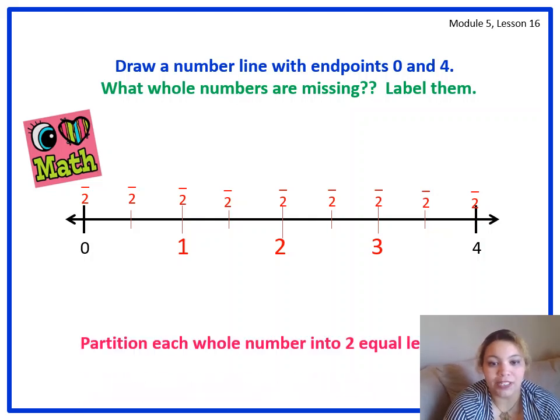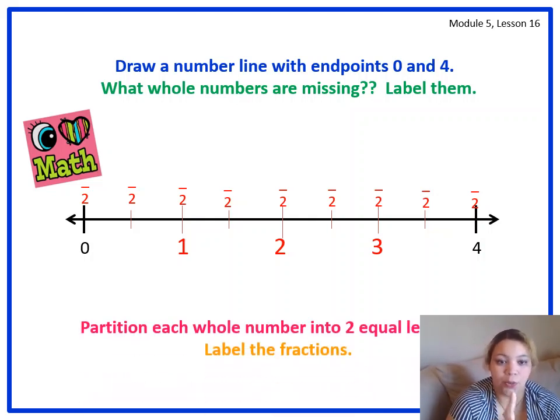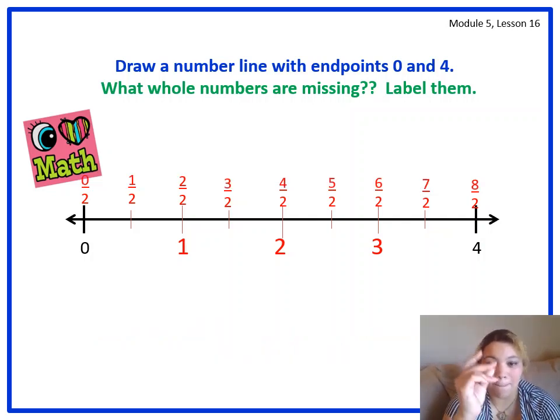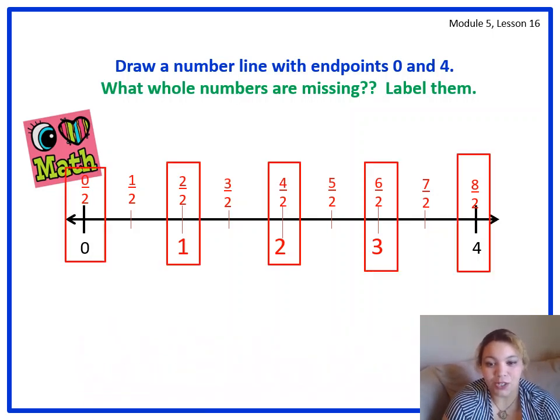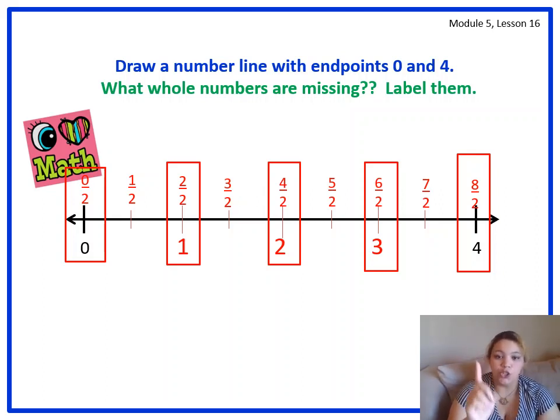All right, so now we get to go back and start labeling them. So we have 0 halves, 1 half, 2 halves, 3 halves, 4 halves, 5 halves, 6 halves, 7 halves, and of course 8 halves to get us 4 wholes. Now that we have done that, we've labeled them to show that every time we add 2 more, because they're halves, that's where we get another whole from. So we have 1, we add 2 more, becomes 2 wholes. Add 2 more, now we're at 3 wholes. Add another 2, now we're at 4 wholes.